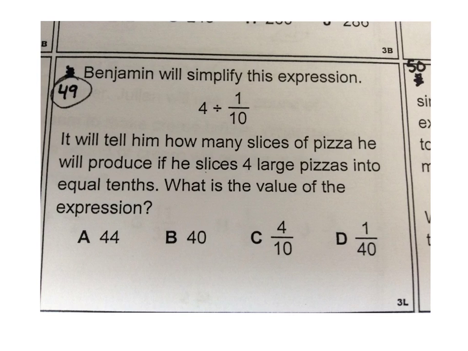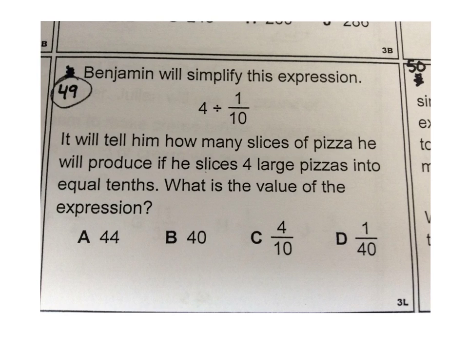You're going to keep, change, and flip. So we're going to keep the 4. We're going to change the division sign to a multiplication. And then we're going to flip. You always flip the second one. Even though the whole number is the first one, you always flip the second one. So instead of it being 1/10, when you flip that, it's going to be 10/1. So your expression ends up being 4 times 10.